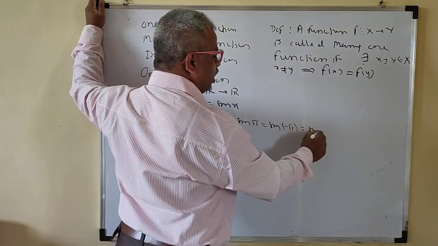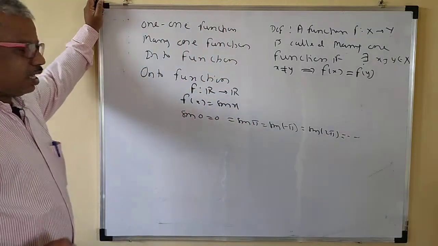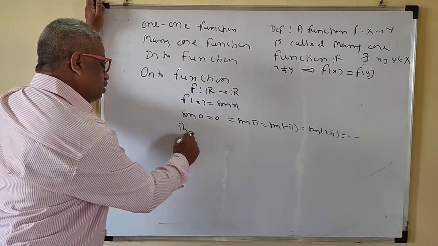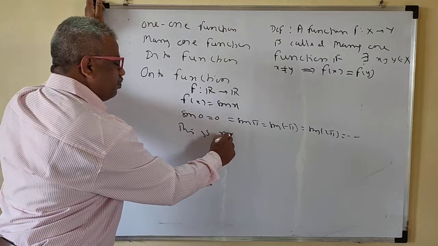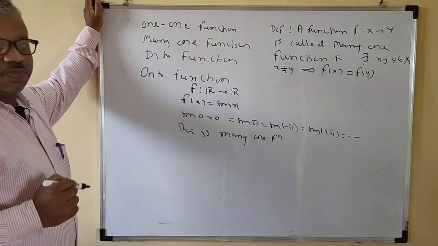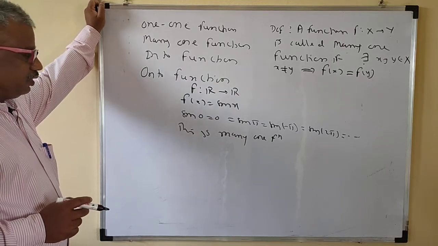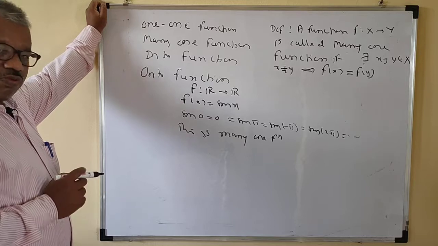This is the same as sin of 2 pi also, the same as sin of 3 pi also. Right? So that means this is a many-one function. That means your sine function, cos function, they are many-one functions. So this is not a one-one function.